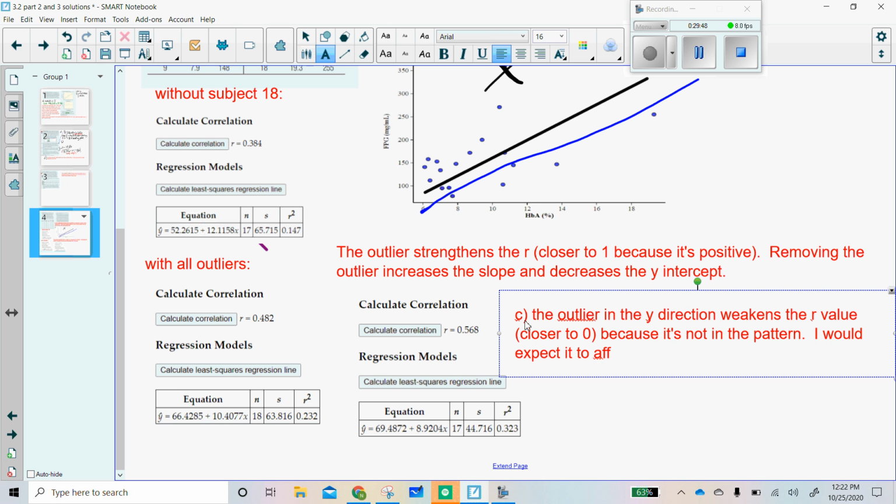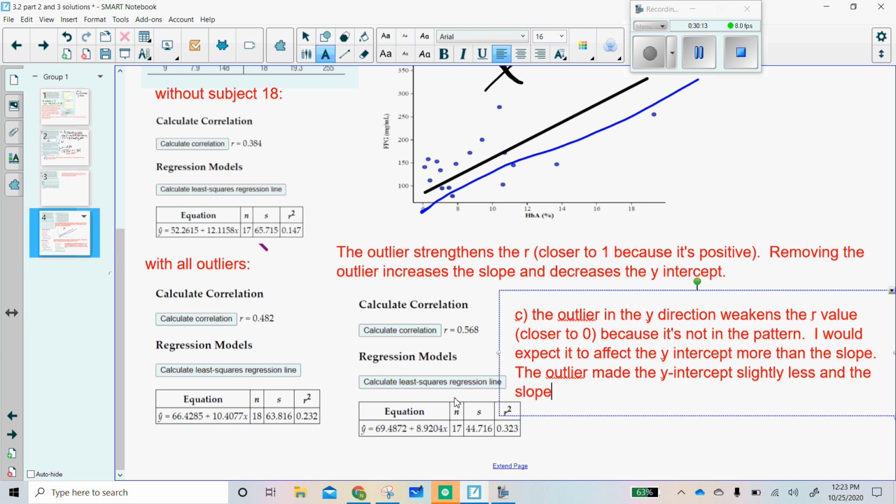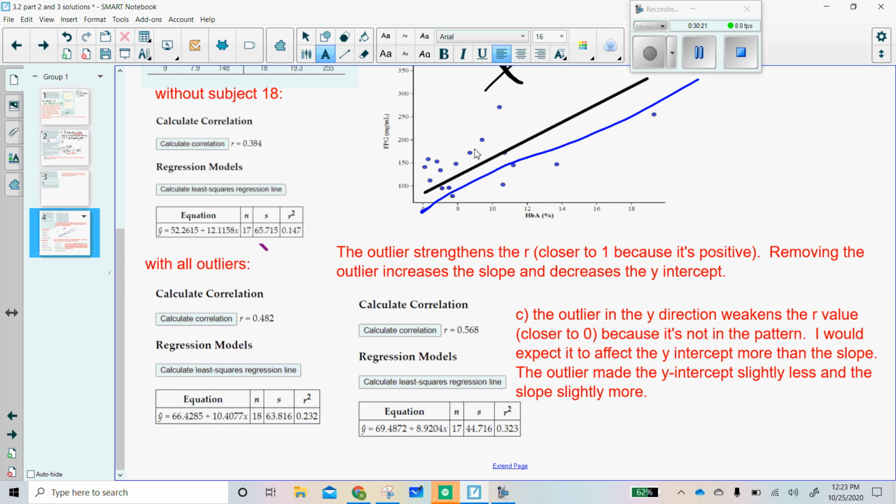I would expect it to affect the y-intercept more than the slope, which is somewhat true. I can talk about what actually happened here. The outlier made the y-intercept slightly less and the slope slightly more, because this was with the outlier and this was without it. So I would say that the x one did what I expected it to do, and the y one was a little surprising.